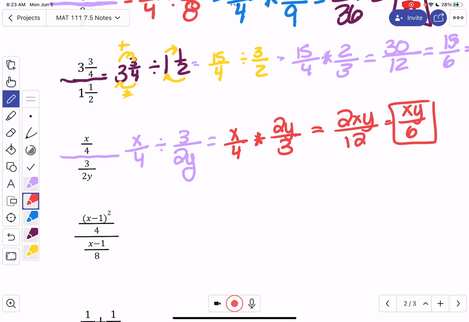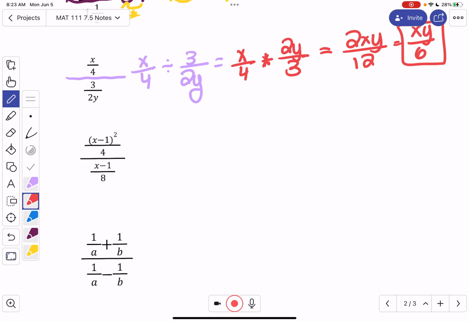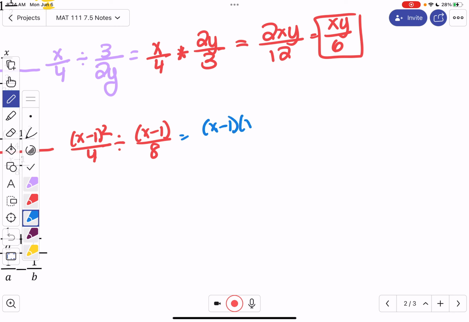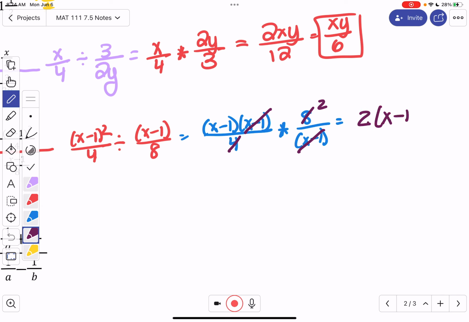If you have binomials or trinomials or any of that, you're going to factor or distribute, multiply it all out so that you can simplify. So this is (x minus 1) squared over 4 divided by (x minus 1) over 8. If I rewrote the top of the first, squared just means there's 2 of them. We're going to change that to multiplication, flip the second, and we can pre-reduce. So we have an x minus 1 on the top and the bottom. 4 divided by 4 is 1. 8 divided by 4 is 2. And if we multiply, we're left with 2 times (x minus 1), sorry, 2x minus 1.